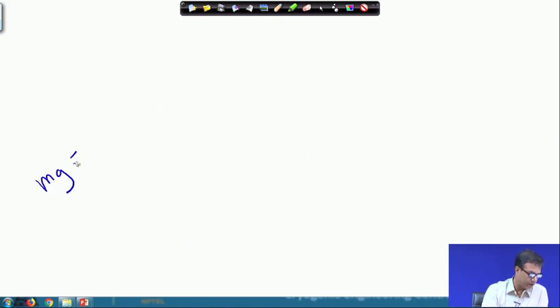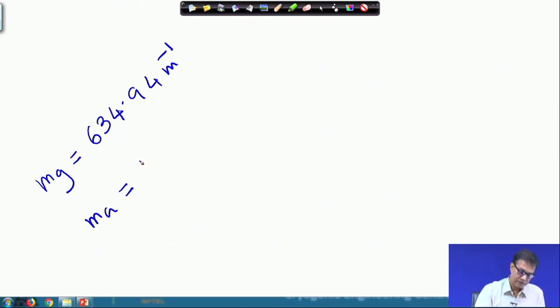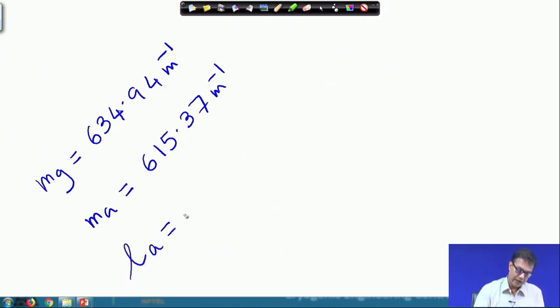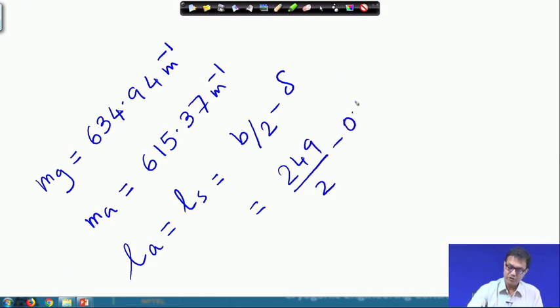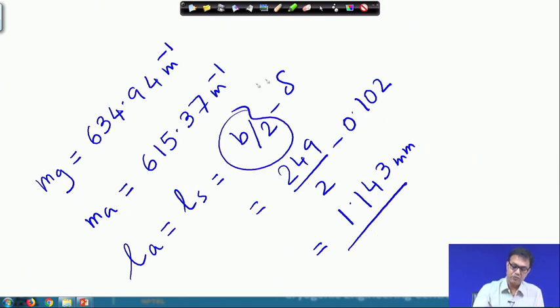That gives m g to be 634.94 and m A will come out to be 615.37 meter inverse. Here both L A and L S have been taken as b by 2 minus delta, that is 249 by 2 minus 0.102, and that comes out to be 1.143 millimeter. Now, the question is, why did we take this b by 2 minus delta?